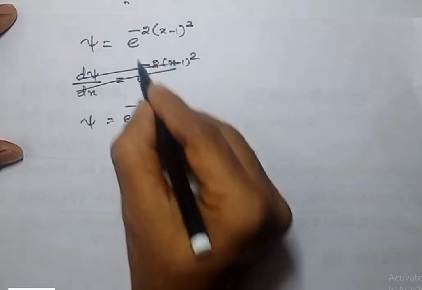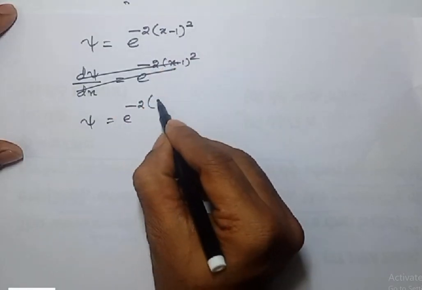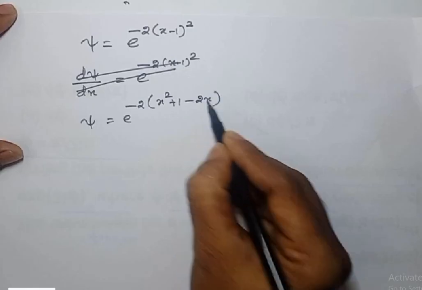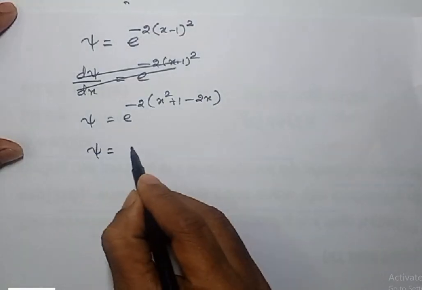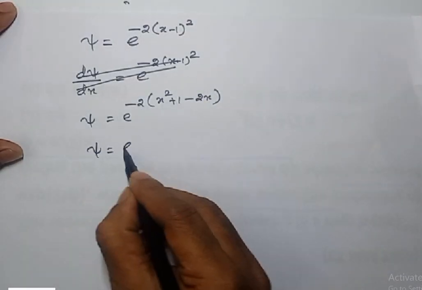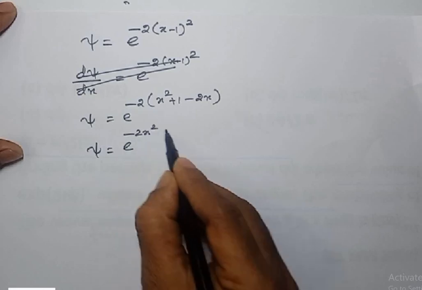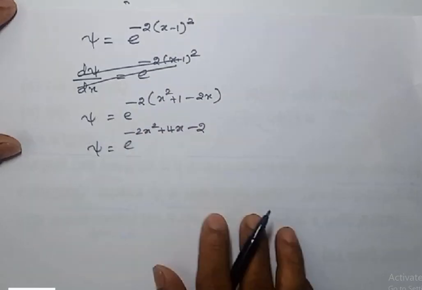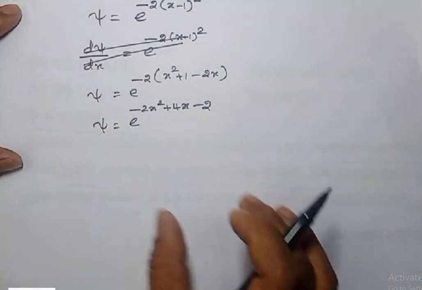So I will keep this minus 2 as such. What is (x minus 1) whole square? a square plus b square minus 2ab. Correct? So psi is equal to e power, just multiply this by minus 2, we will get minus 2x square plus 4x minus 2. I just wrote it in an ordered manner. So this is the function.